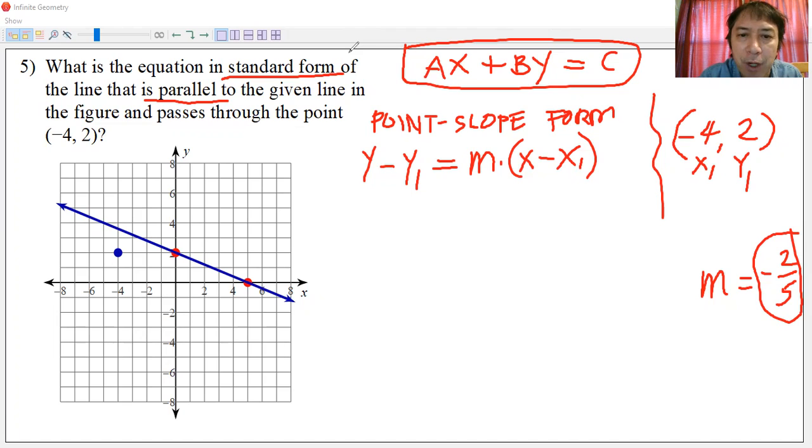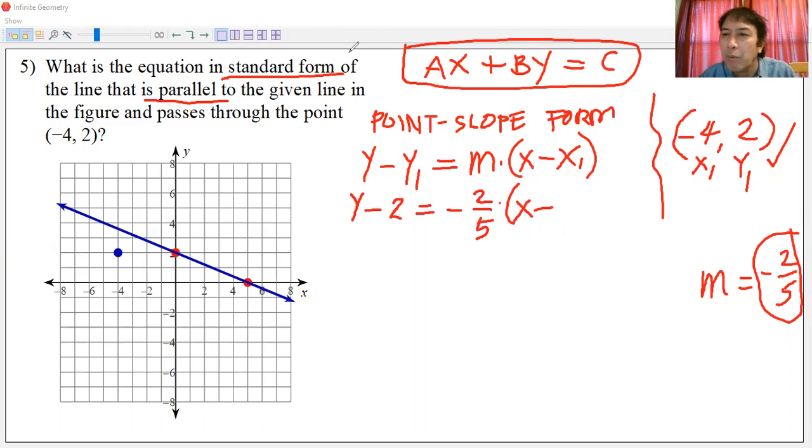All right, so this variable y remains y minus y1. Our y1 is the 2. Remember, we are using this, okay, and this will be equals m. Our slope is negative 2/5, and this is times x minus x1. Our x1 happens to be a negative 4, so this is negative 4 there. All right, we will just simplify this and write this in standard form, okay, standard form.